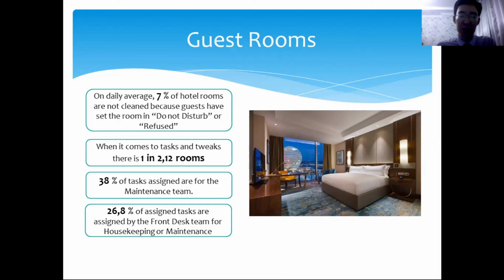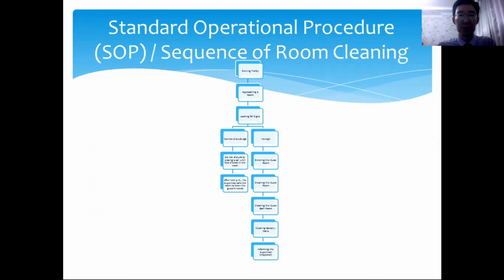38% of tasks assigned are for the maintenance team, so the team is going to fix something, and 26% of assigned tasks are assigned by the front desk team for housekeeping or maintenance. The front desk team is basically the team that sits in the front, located in the lobby department.